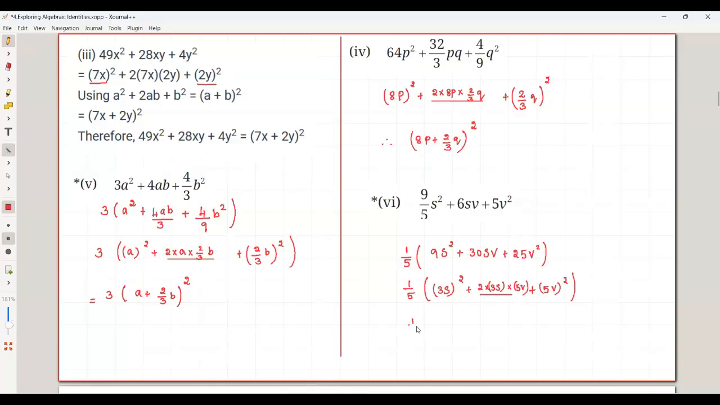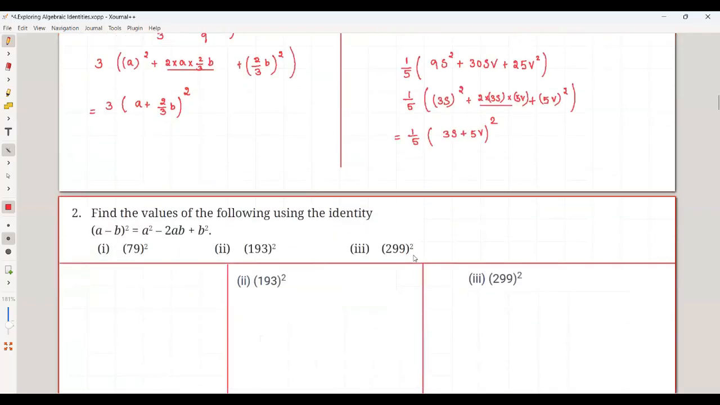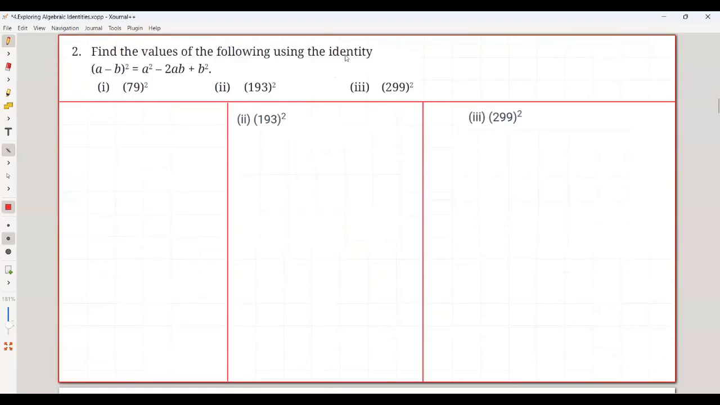Now we know the answer. So 1 by 5 into a plus b the whole square. A value we have taken as 3s plus b value is 5v, the whole square. Okay, the final answer is 1 by 5 into 3s plus 5v the whole square. Okay, hope you can follow it. Yes, sir. So in these two cases alone, you just make sure what has to be taken out to make it a perfect square. If it's a perfect square only, we can apply the identity. Otherwise, we cannot.